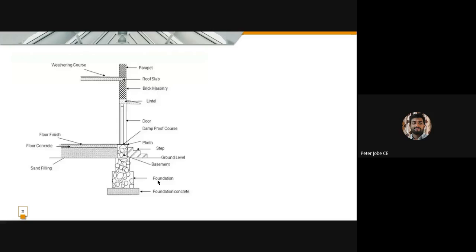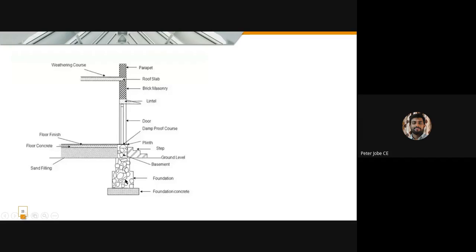What if we use brick masonry? We can use brick masonry, sir. Yes, so we can also use brick masonry. It need not be necessarily stone masonry. We can use brick masonry also. It can also use reinforced concrete, but it will mainly depend upon the economy of our construction, the cost of construction.